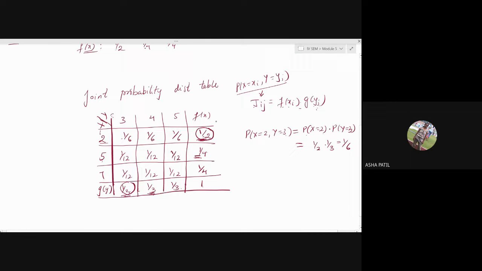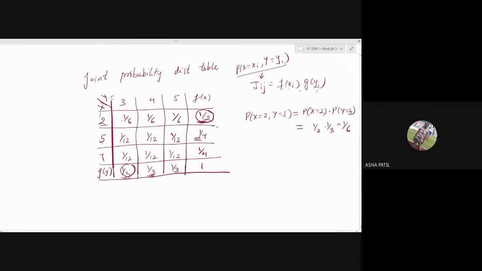Understand the question correctly so that you can write them. These are the easiest part. I'm telling you, you can do it very easily. Now we got the joint distribution table.